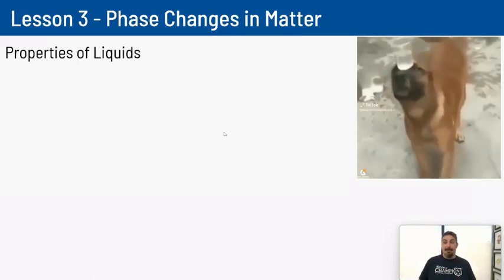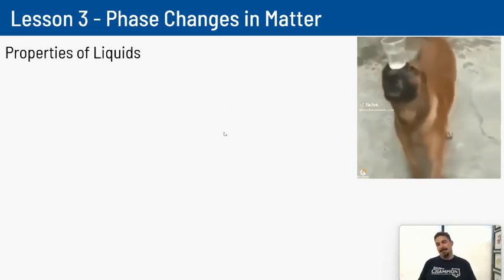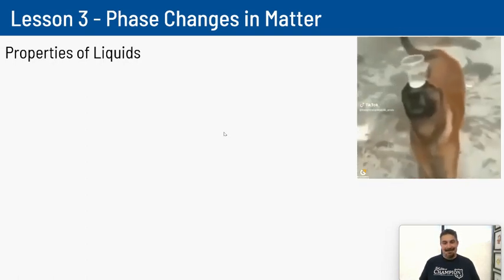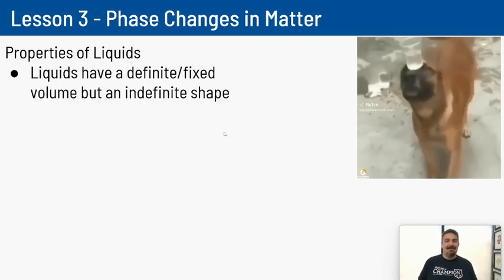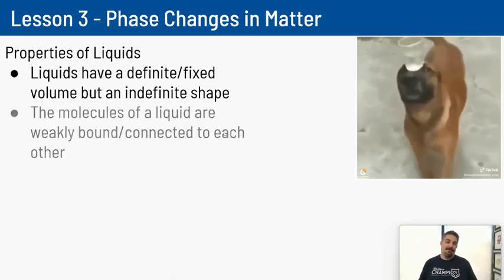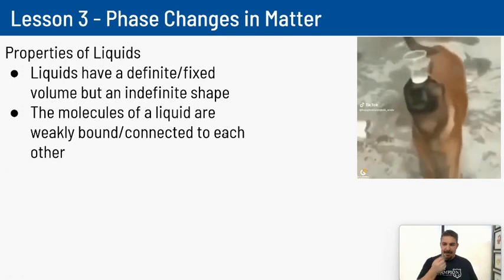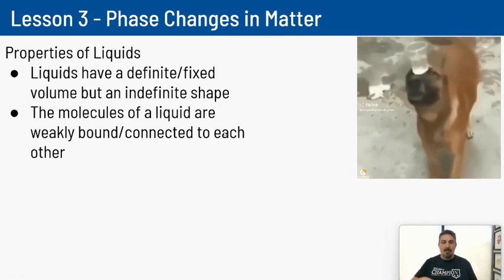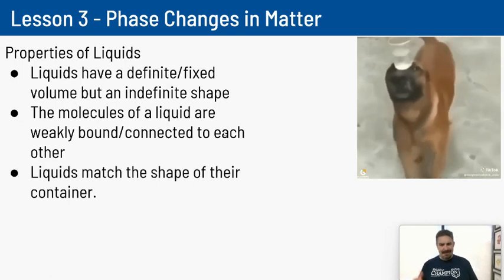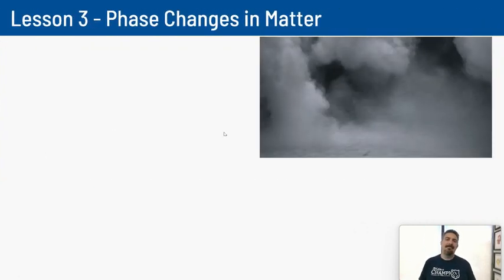Okay, now properties of a liquid. See, this dog is trying really hard not to lose that water glass. These liquids, they have a definite or a fixed volume, but they have an indefinite shape. They take the shape of their container, as you can see there. Now, these molecules are weakly bound or weakly connected to each other. These liquids, like I said, match the shape of their container.